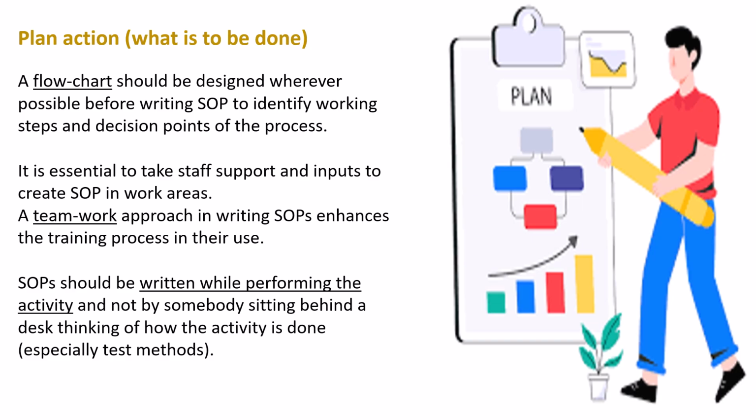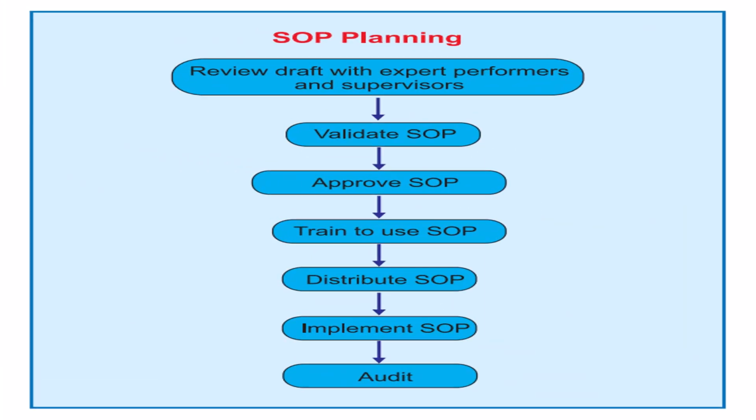So an SOP should be written while performing the activity and not by somebody sitting behind the desk thinking of how the activity is to be done. So, SOP planning: we have to review a draft with the expert performers and supervisor. Then we have to validate the SOP, approve the SOP, train to use the SOP, distribute the SOP, implement the SOP, and then audit. So we will audit how everyone is following the steps we have created, and whether we are getting the desired outcome or not, which we can conclude in an audit.